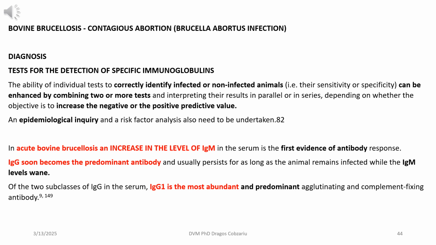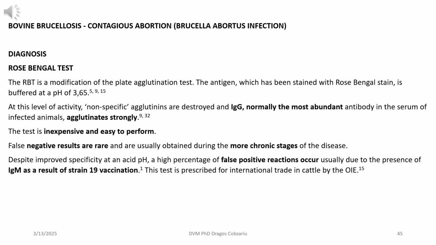In acute bovine brucellosis, an increase in the level of IgM in the serum is the first evidence of antibody response. IgG soon becomes the predominant antibody and usually persists for as long as the animal remains infected, while the IgM levels wane. Of the two subclasses of IgG in the serum, IgG1 is the most abundant and predominant agglutinating and complement-fixing antibody. Rose-Bengal test.